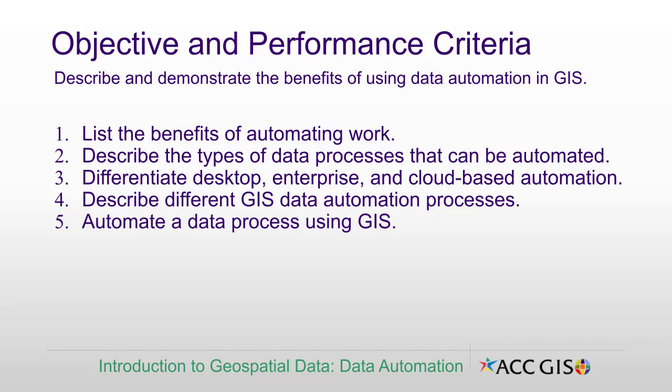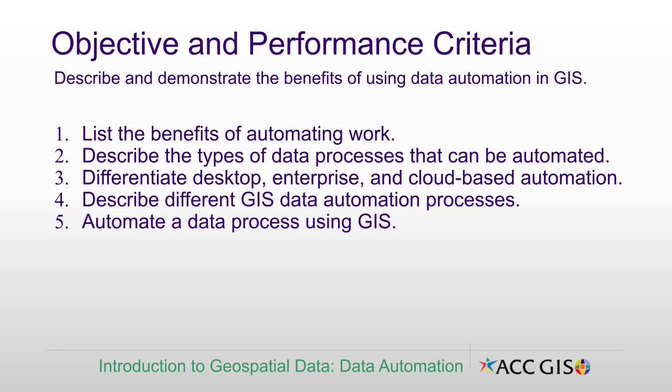And that's it. So let's review our performance criteria. At this point, you should be able to list the benefits of automating work. For example, that it's easier, faster, and more accurate. You should be able to describe the types of data processes that can be automated, including collecting, assimilating, and transforming data, analyzing, presenting, and managing data, and communicating, monitoring, and forecasting data.